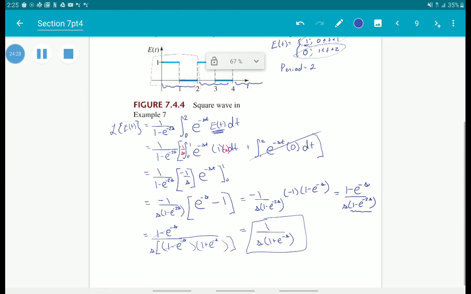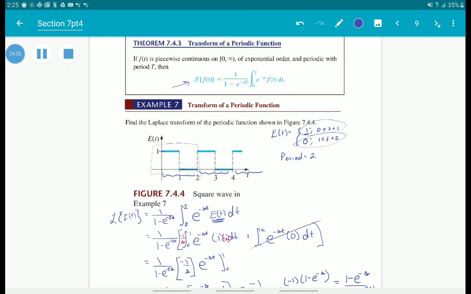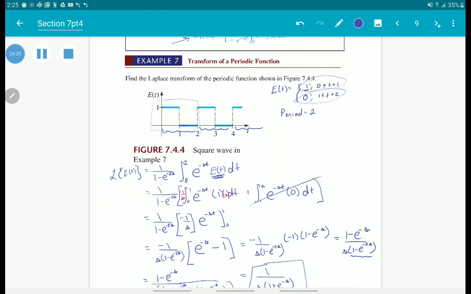So to find the Laplace of a periodic function, you have to figure out what that period is, how often does it repeat, write it in terms of a piecewise function, set everything up, which is what we did here, and then we have to split that depending on how many pieces we have. And then it's just basic integration.